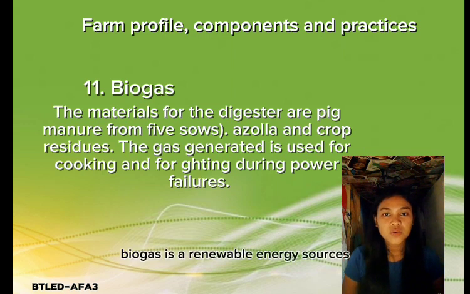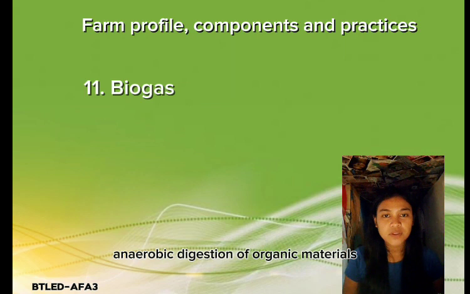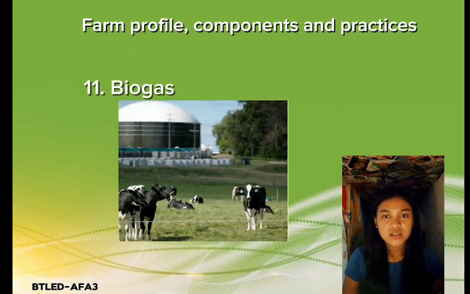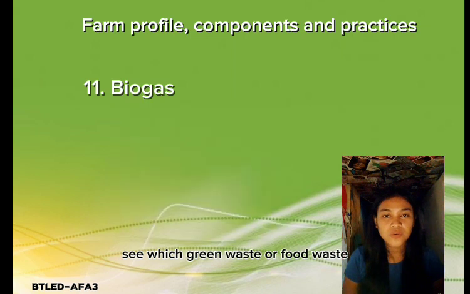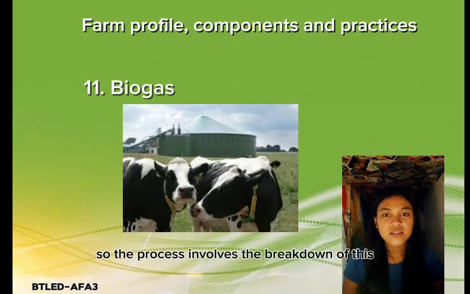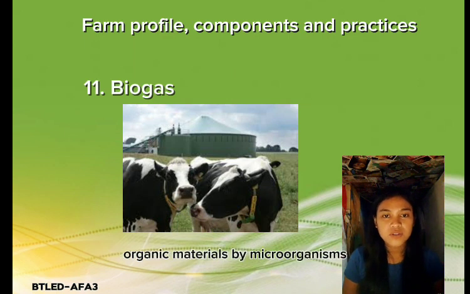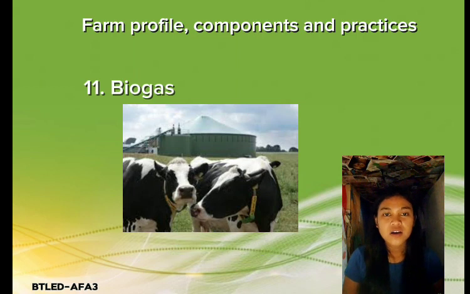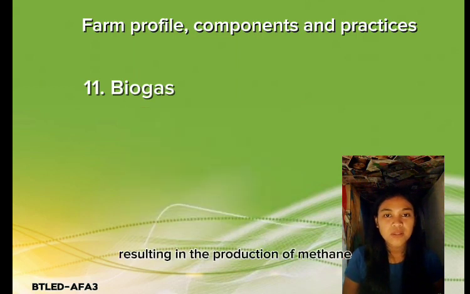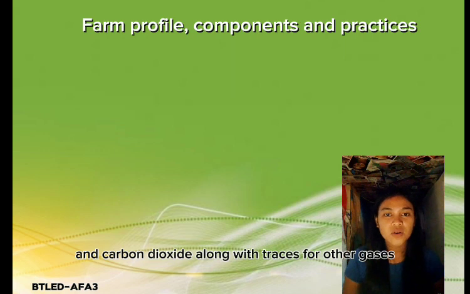Biogas is a renewable energy source produced through the anaerobic digestion of organic materials such as agricultural waste, manure, municipal waste, plant material, sewage, green waste, or food waste. The process involves the breakdown of these organic materials by microorganisms in the absence of oxygen, resulting in the production of methane and carbon dioxide along with traces of other gases.